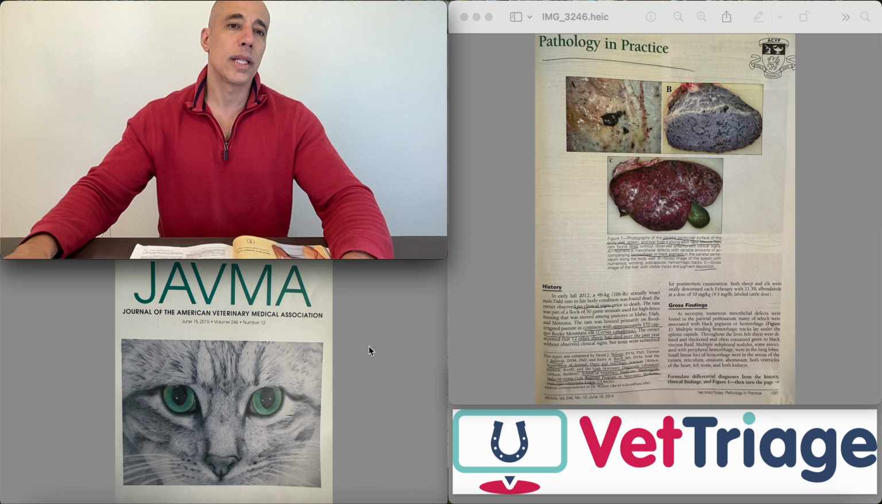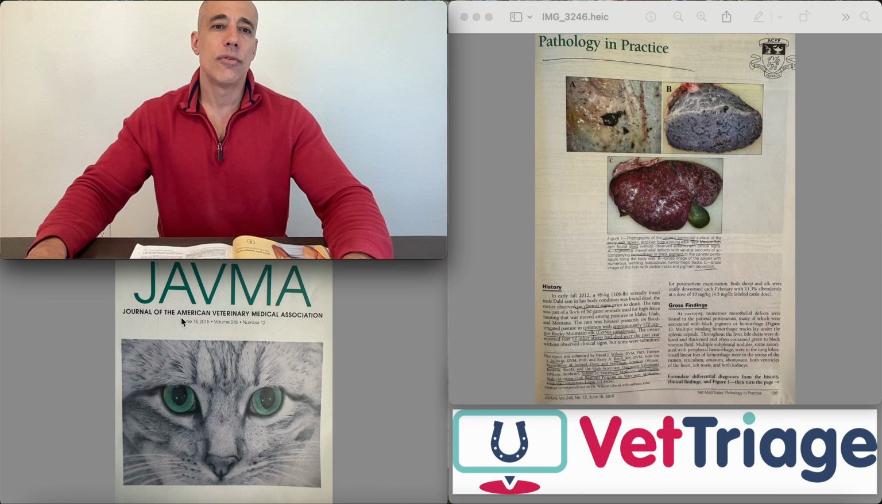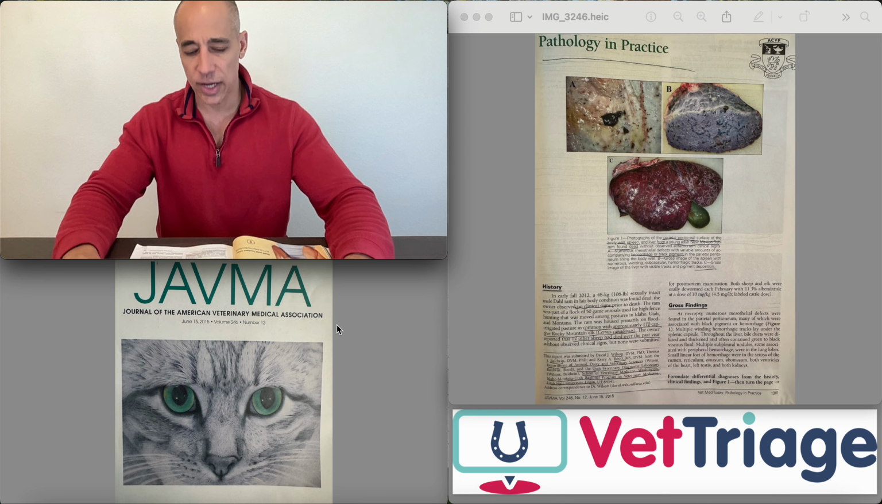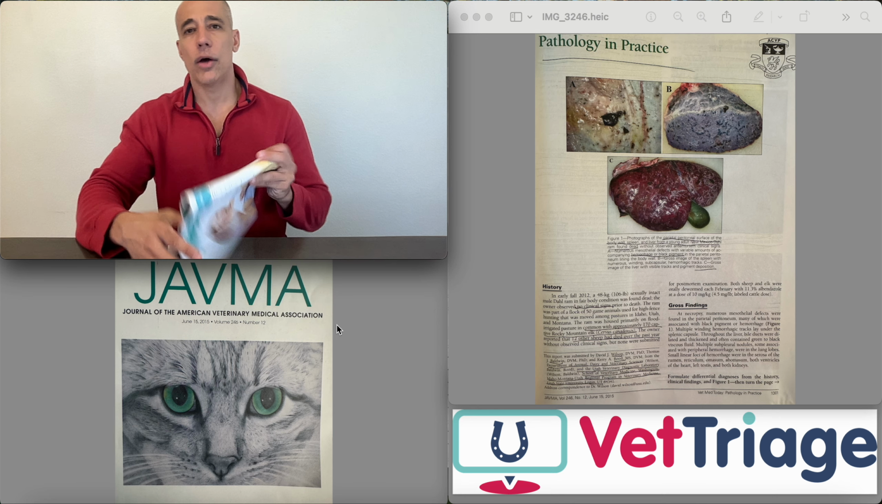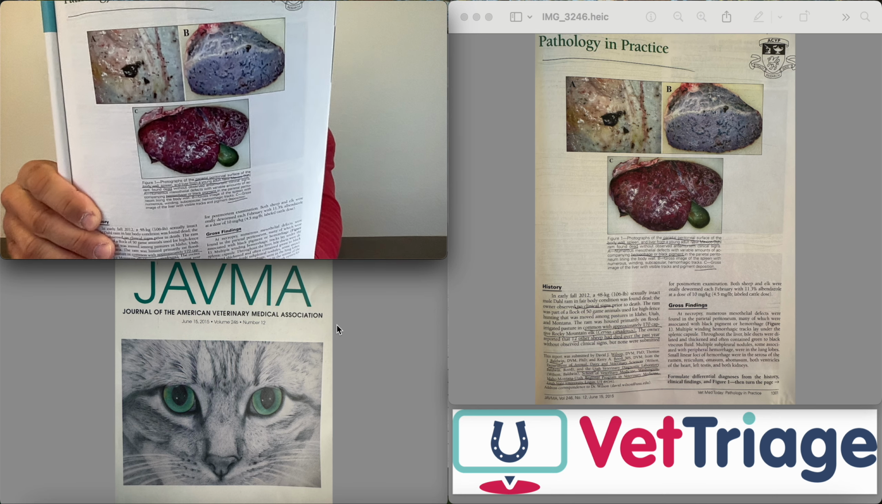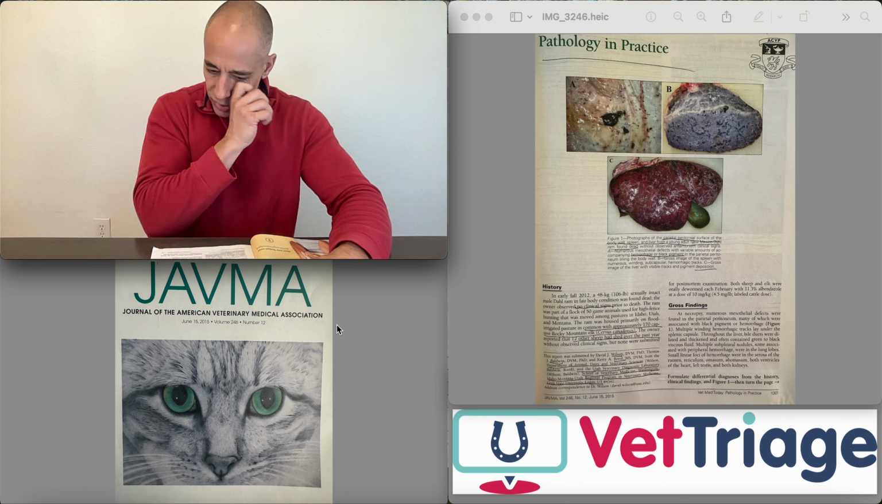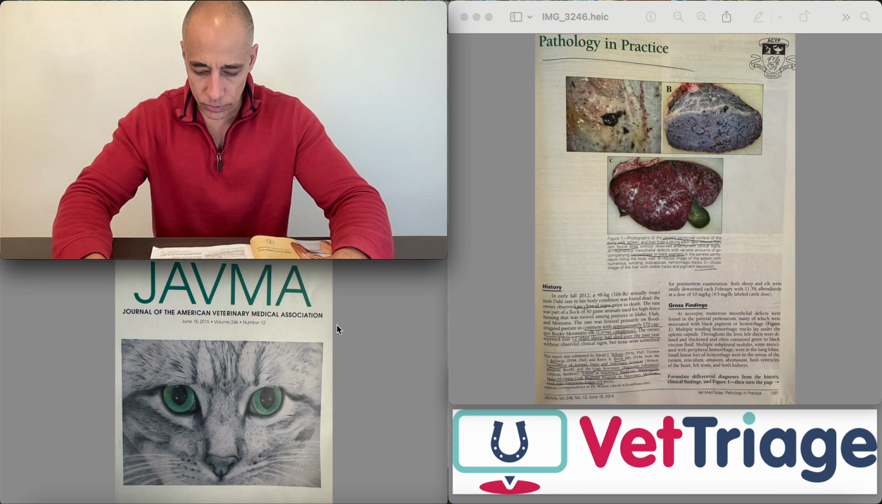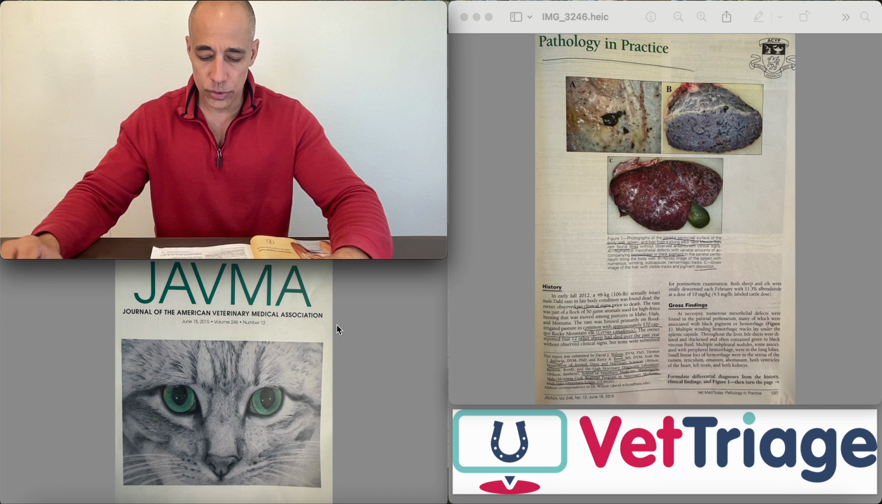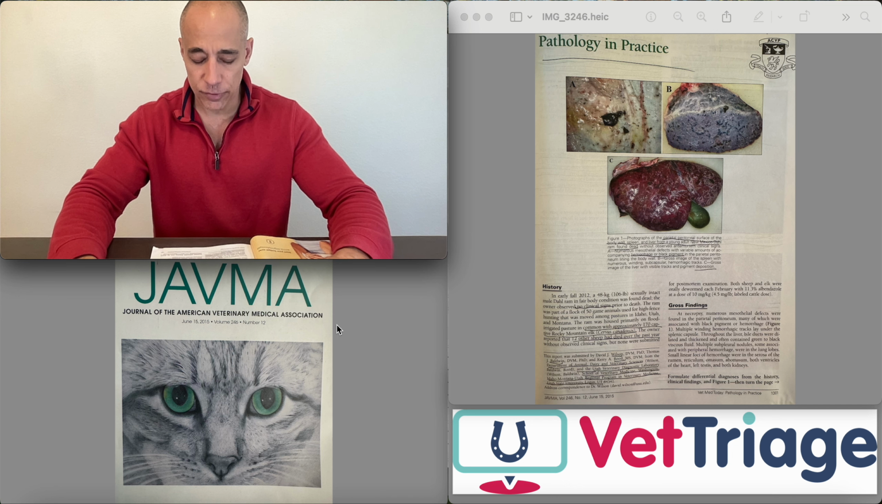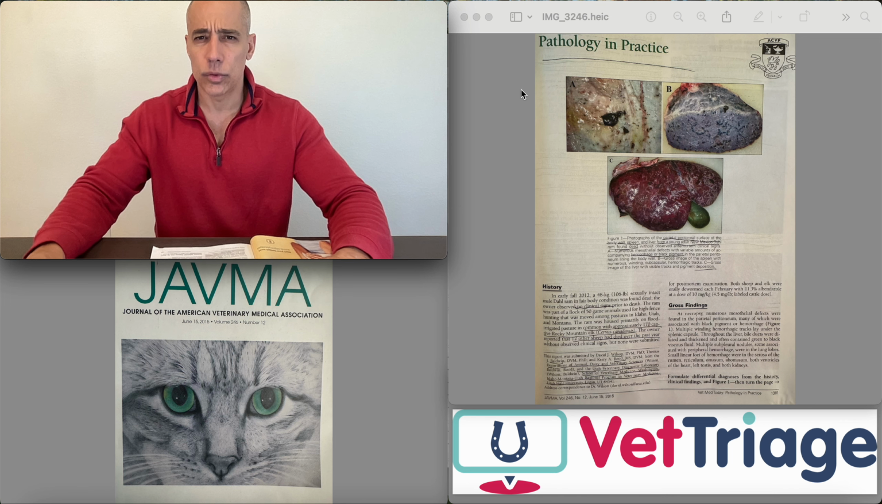We are continuing where we left off with this June 15, 2015 edition of JAVMA, and we are talking about pathology in practice today. There it is. Pretty gross. These are images of a New Mexico Dahl ram. This is showing here the parietal peritoneal surface of the body wall, the spleen, and the liver right here. You can see the gallbladder there.